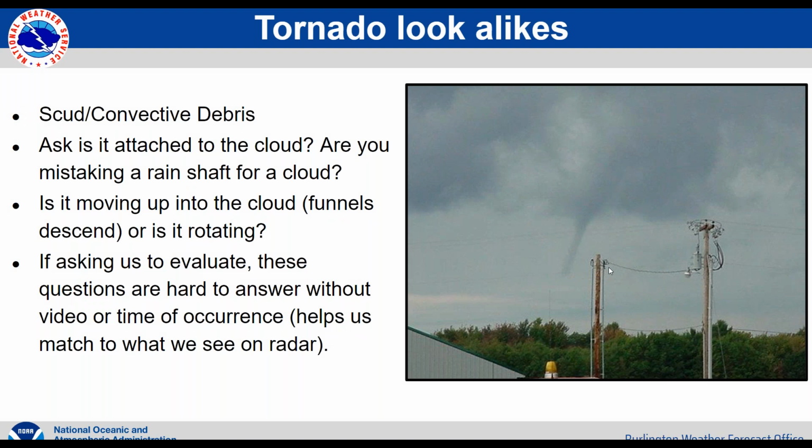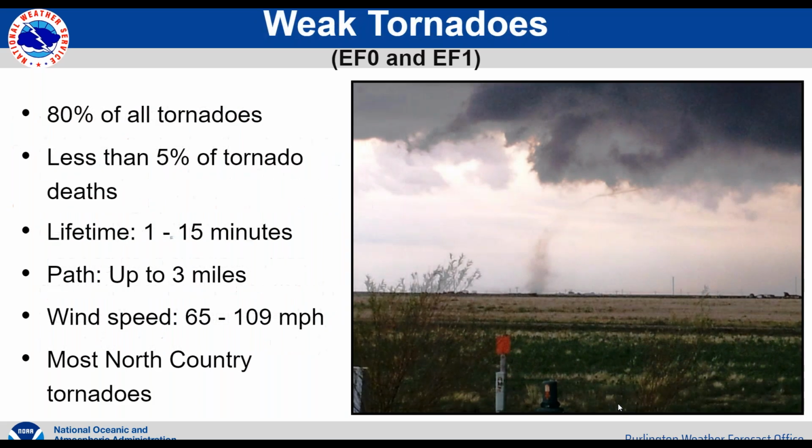So only if it's attached to the cloud and descending from a clearly defined feature like a wall cloud are we talking about a funnel cloud. Anything else is more often than not going to be scud. When you're asking us to evaluate, we often need a little more than a photo to be able to distinguish these things. This photo alone, it's hard to determine what exactly is happening. It's really helpful for us to see videos and let us know when you took the photo, if you do send a photo or video. That really helps us match it to radar to be able to check these things.